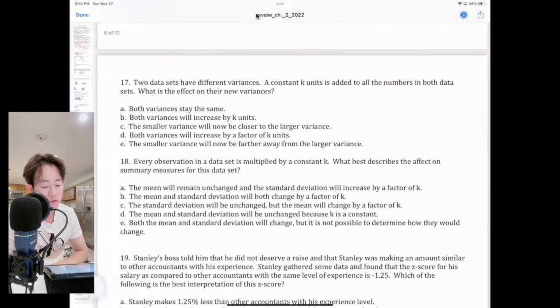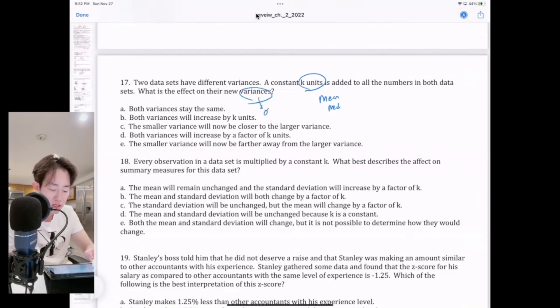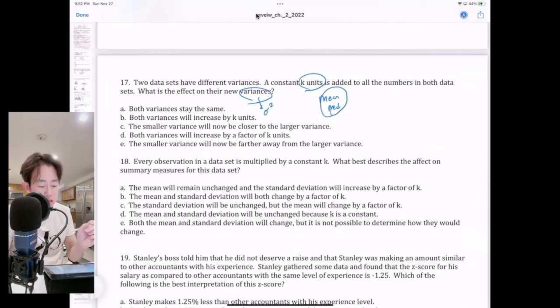2 data sets have different variances. A constant K is added. If you add, the only thing that changes is the mean and the median. The center changes, but the spread doesn't change. If you're wondering about what variances are, variance is just simply standard deviation squared. So anytime when you see variances, you want to relate that into standard deviations. I know that when you are adding, only mean and median changes. So both the variances stay the same should be the correct answer, because adding something doesn't change anything.